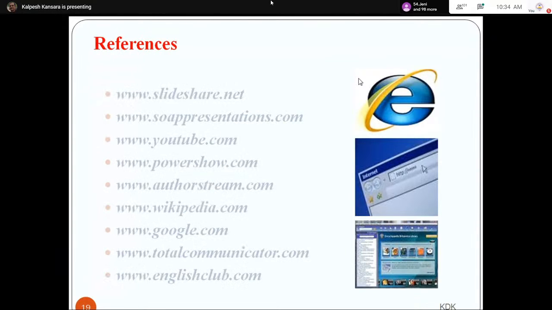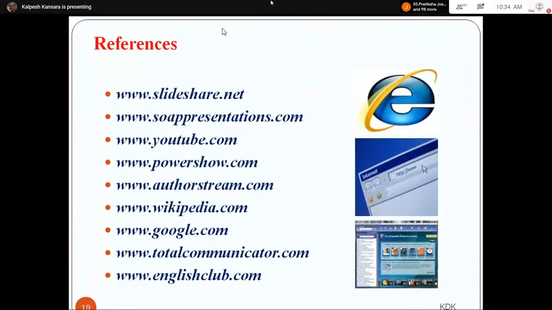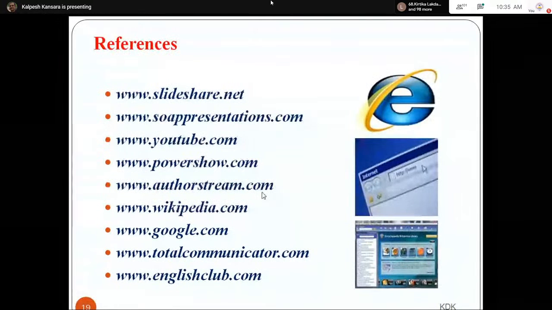Now, these are some references for making good presentations. Slideshare.net obviously is very popular. Soappresentations.com. You also have hundreds of videos on YouTube. PowerShow.com, Author Stream, Wikipedia, Google, Total Communicator, and EnglishClub.com. These are the sources where you can gather much information and you'll be able to create good presentations on your own. You can also borrow templates, that is formats of slides, from these places. You can design them in your own way, and you can also include animations and a lot more things.